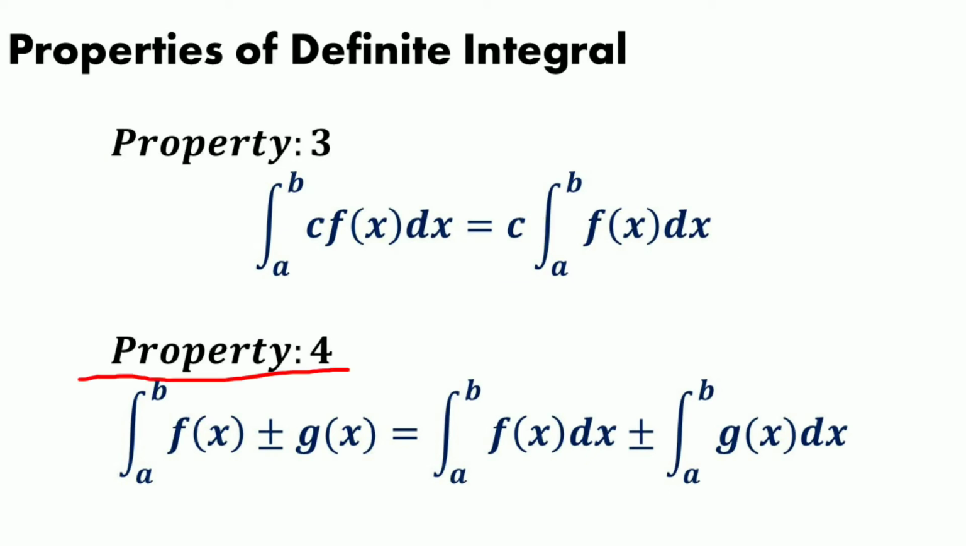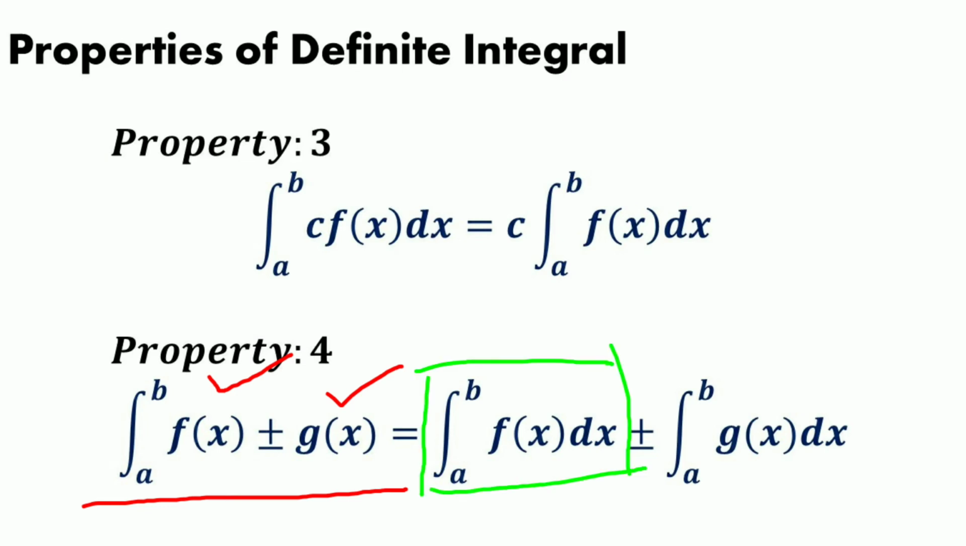The fourth property of definite integral says that the definite integral of the sum or difference of any two functions with identical limits of integration is equal to the sum or difference of two definite integrals. That is, we can break up the definite integrals across a sum or difference. So here the integral from a to b f of x plus or minus g of x is equal to the integral from a to b f of x dx plus or minus the integral from a to b g of x dx, as here we have the identical limits of integration a and b.